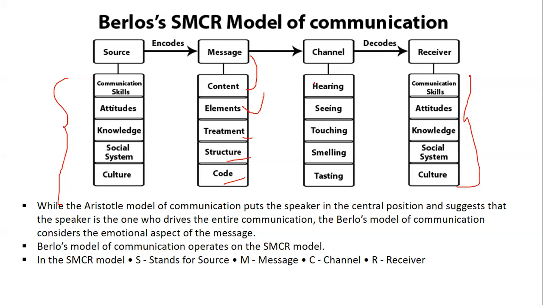Now, what is the difference between Aristotle's model and Berlo's model? Basically, in Berlo's model, you consider the emotional aspect of the message. This is also very important. So, we studied four models: Aristotle, Lasswell's model, Shannon and Weaver's model, and Berlo's model. Which model talks about the emotional aspect of the message? It is Berlo's model. Is it clear? You should remember the acronym very well: S stands for source, M stands for message, C stands for channel, and R stands for receiver.